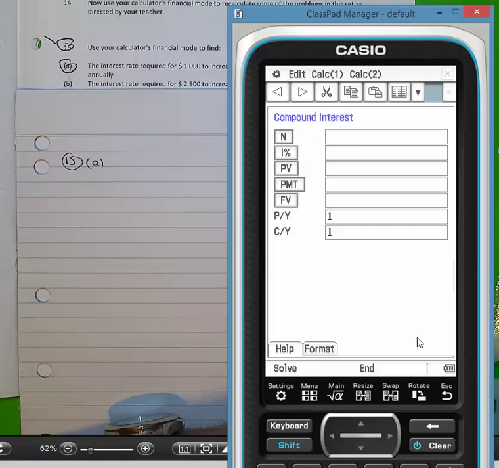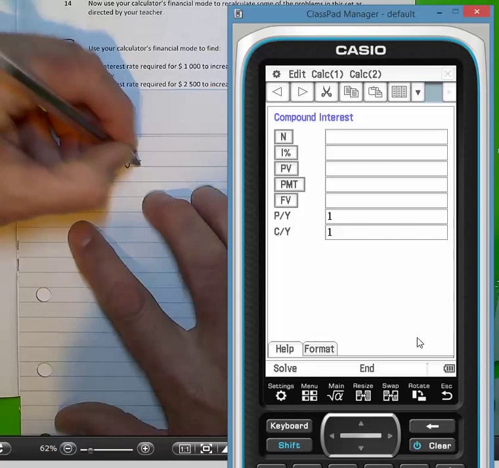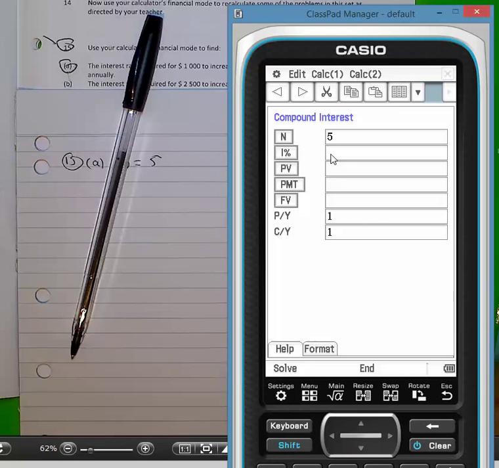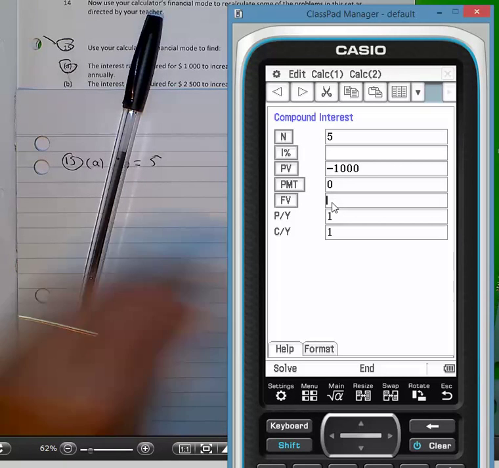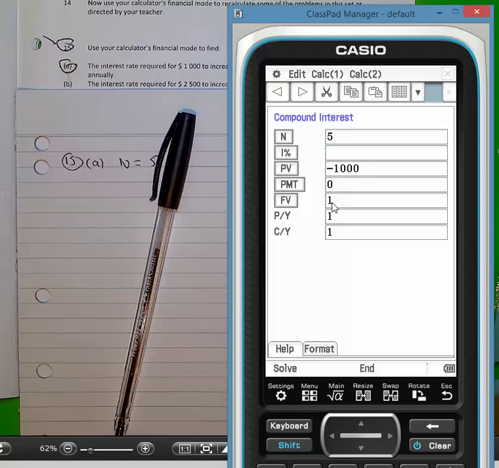Let's just start this. So in the first instance, I've got 5 years. So I'll enter n is equal to 5. The interest rate's what I'm after, so I'll leave that blank. Now the present value. When I enter this, this is like money out of my pocket. So I go negative 1,000. I don't have a payment in this situation. Future value, well, I want this money to grow, to be in my pocket, to grow to 1,500.